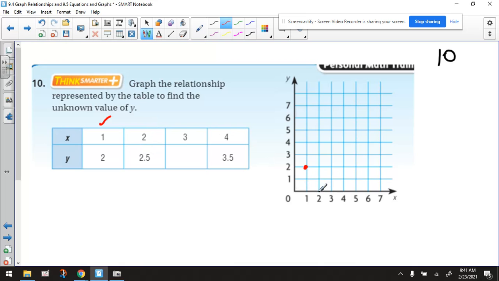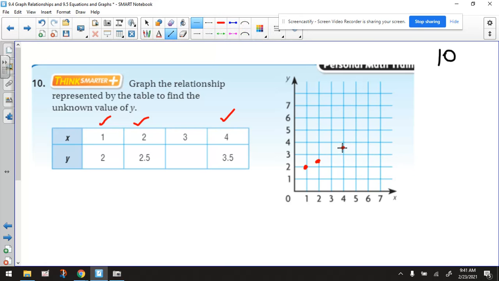If we go over 2 and up 2 and 5/10, that means we're looking at a number that's right smack in the middle of 2 and 3. So we would be right about here. All right, so that's plotted. We're going to skip this one and go over to this one. Over 4, up 3.5. If 3's here and 4's here, then 3.5 would be right smack in the middle. And then we should see that the dots line up. They form a line, meaning it's linear.